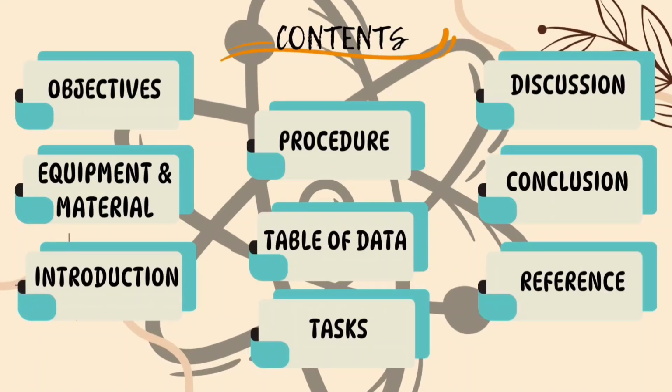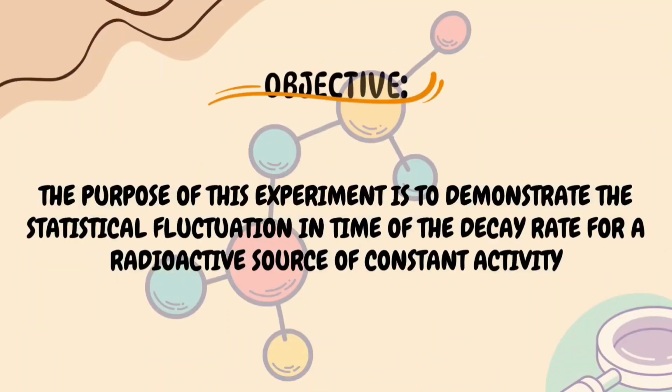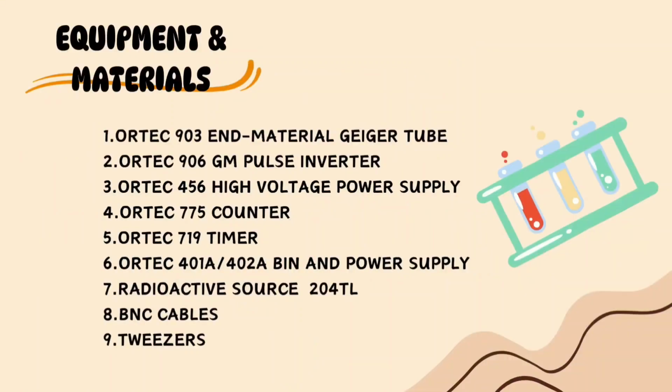There are 9 contents in our experiment, which are objective, equipment and material, introduction, procedure, table of data, task, discussion, conclusion, and lastly the reference. The purpose of the experiment is to demonstrate the statistical fluctuation in time of decay rate for a radioactive source of constant activity. This is a list of equipment and material used in our experiment.